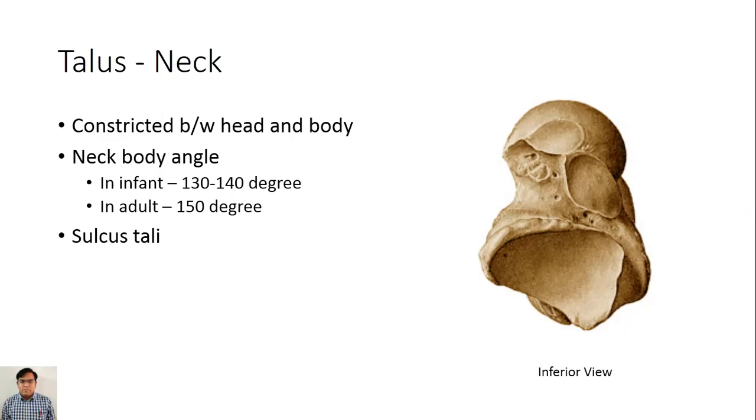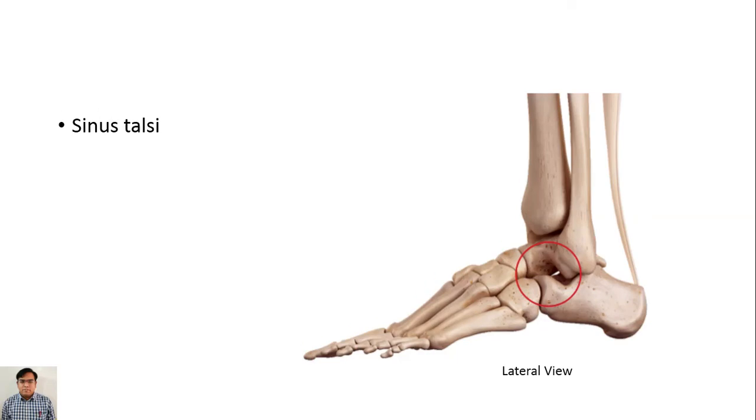Between head and body in the inferior aspect, one groove is there known as sulcus tali. So this is sulcus tali. Now what is sinus tali? So in the lateral view, you can see one space is there between talus and calcaneum. This is sinus tali.